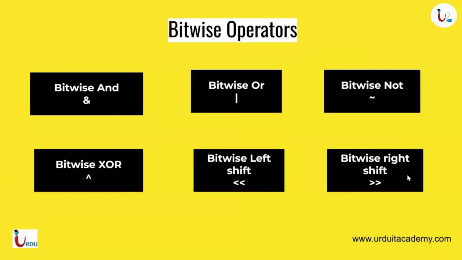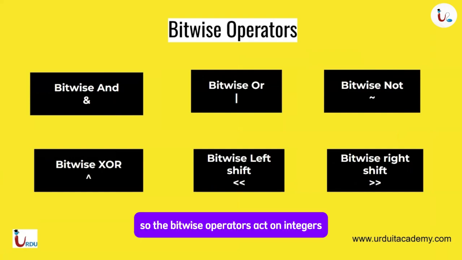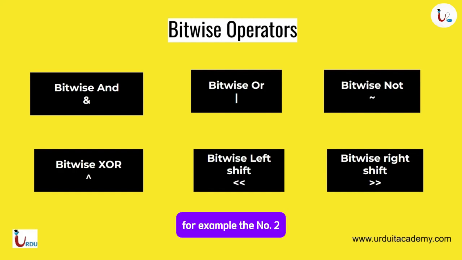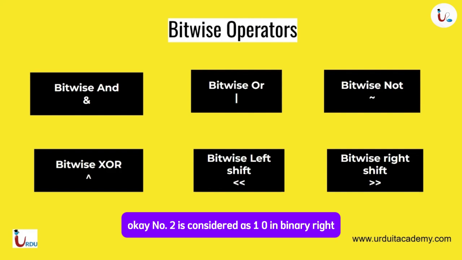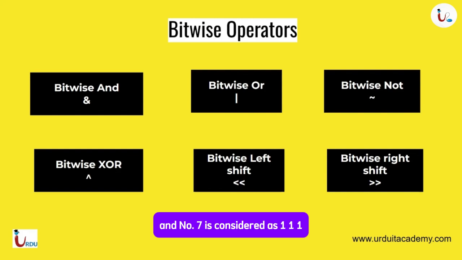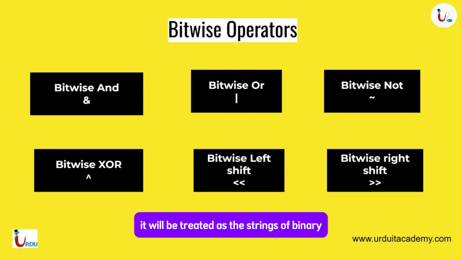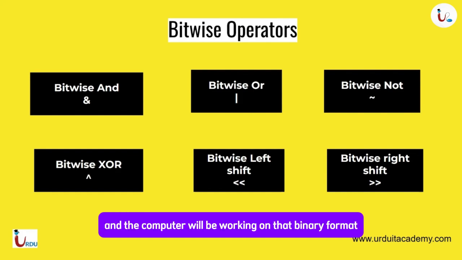Now the next operator is the bitwise operator. So the bitwise operators act on operands as if they were strings of binary digits. They operate bit by bit. That's why the name came. Okay. For example, the number 2 is considered as 1, 0 in binary, right? And number 7 is considered as 1, 1, 1 in binary. So whatever numbers you are going to give, they will be treated as strings of binary digits. It will be converted into the binary form, and the computer will be working on that binary format.